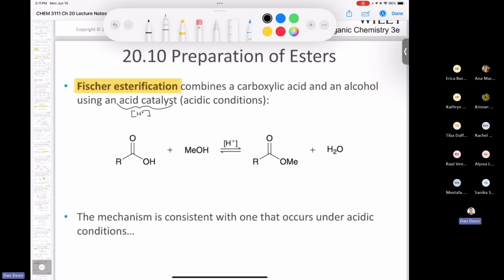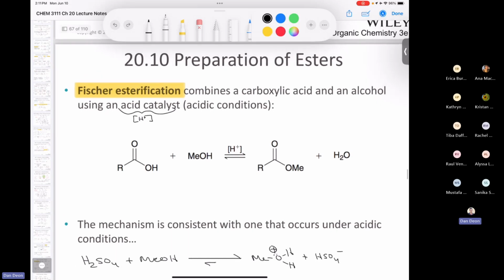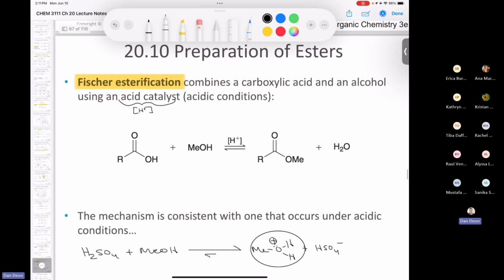It says here the mechanism is consistent with one that occurs under acidic conditions. Now, if we have an acid catalyst, let's say that this is sulfuric acid or some kind of strong acid like that. Remember that when you combine a strong acid like sulfuric acid and something like methanol, the equilibrium is going to lie to the side of the methanol that is protonated and the hydrogen sulfate ion. This is going to have a higher pKa than sulfuric acid, which has a pKa of something like -9. And so this is actually going to be the acid that is present in your reaction mixture, and that is the acid we're going to use in our mechanism.